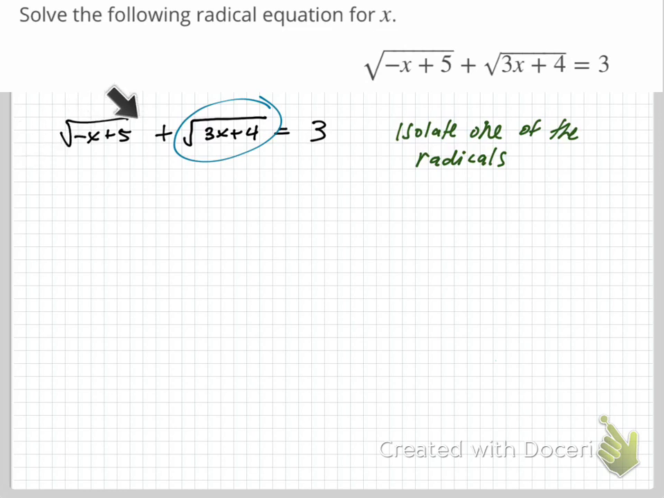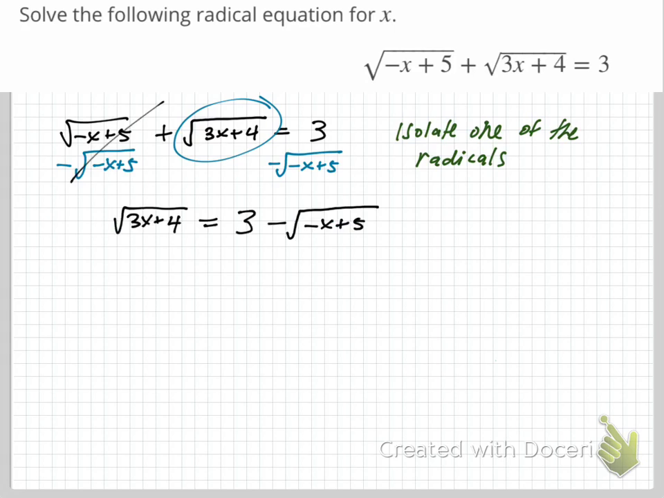So therefore, we need to get this radical out of the way. So I'm going to subtract it to both sides. So it's going to get canceled off. And then on the right side, these are not like terms, right? So we're going to have, I'm just going to rewrite it horizontally. So 3 minus the radical that I'm subtracting. Okay? So now we got this radical all isolated.